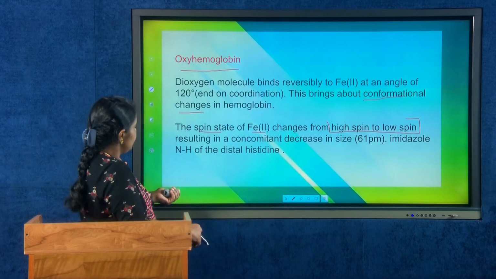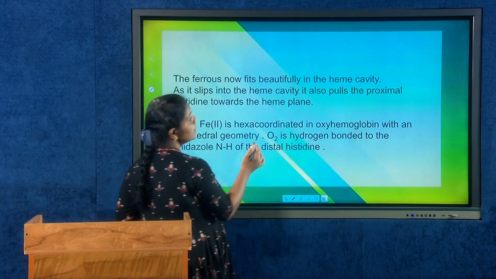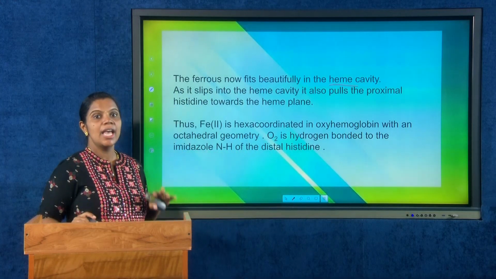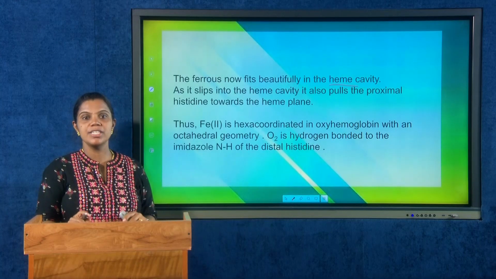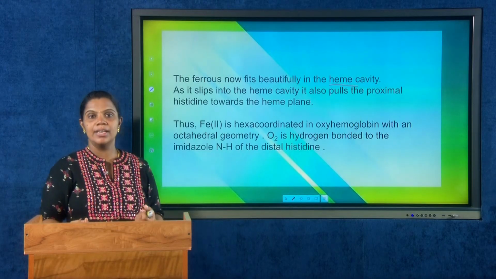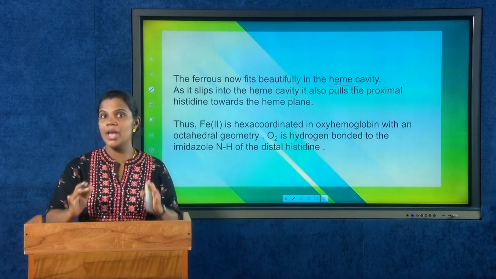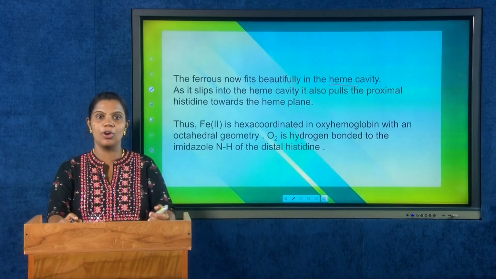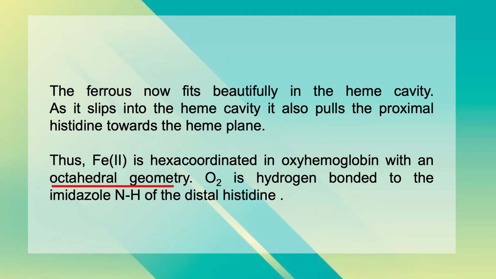the plane. The ferrous ion will sit beautifully inside the heme cavity upon this transformation, and it slips into the heme cavity, and it also pulls the proximal histidine towards the heme plane. Thus, the Fe2+ is now hexacoordinated in oxyhemoglobin, the oxygenated hemoglobin, and it now has an octahedral geometry. Oxygen is hydrogen bonded to the imidazole NH of the distal histidine at this point, that is, of the oxyhemoglobin.